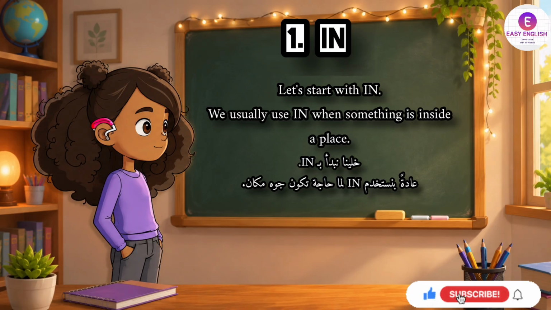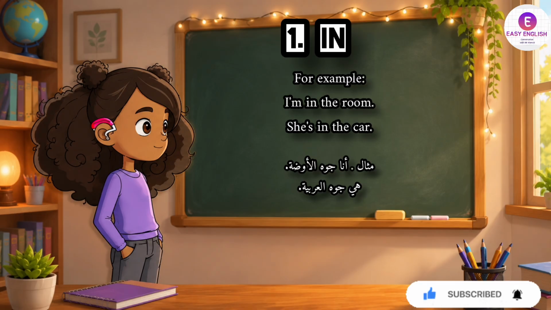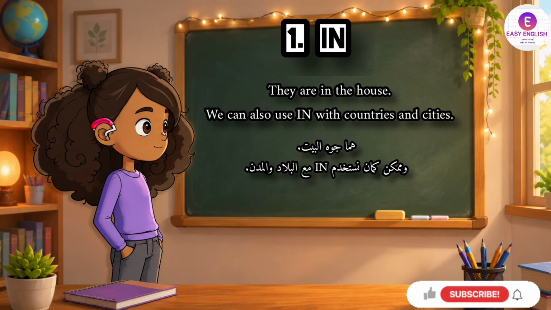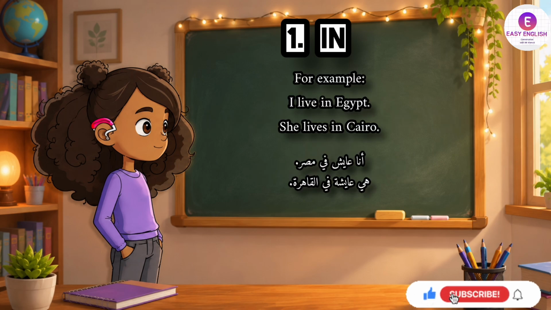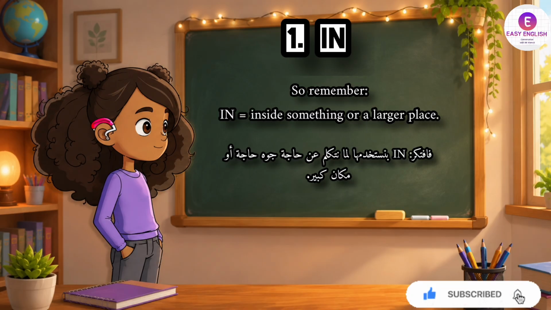1. In. Let's start with in. We usually use in when something is inside a place. For example, I'm in the room. She's in the car. They're in the house. We can also use in with countries and cities. For example, I live in Egypt. She lives in Cairo. So remember, in equals inside something or a larger place.